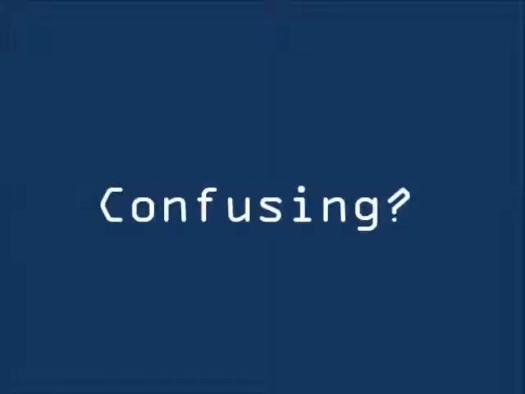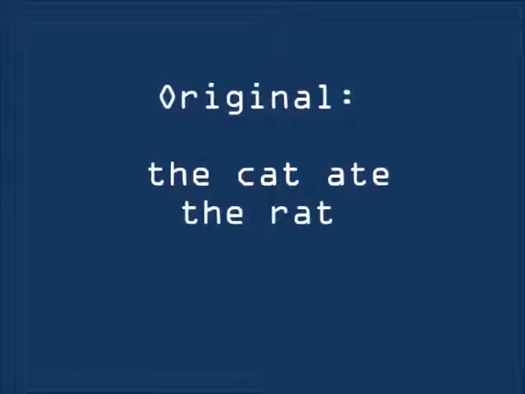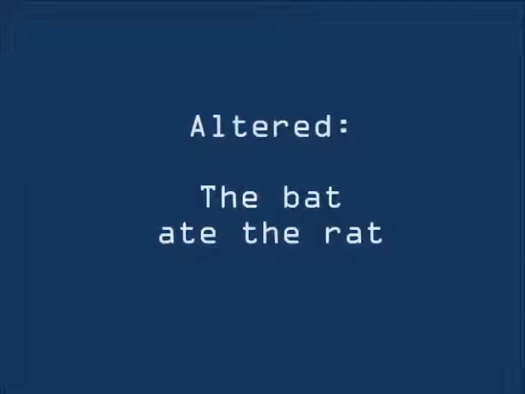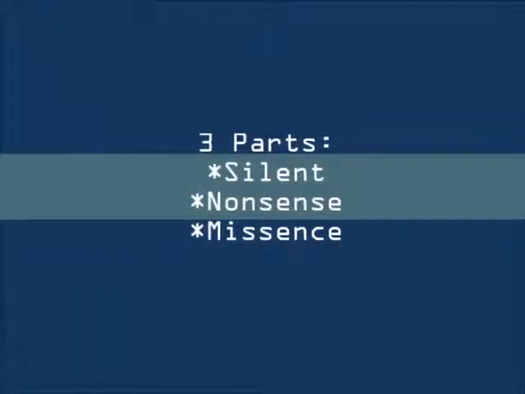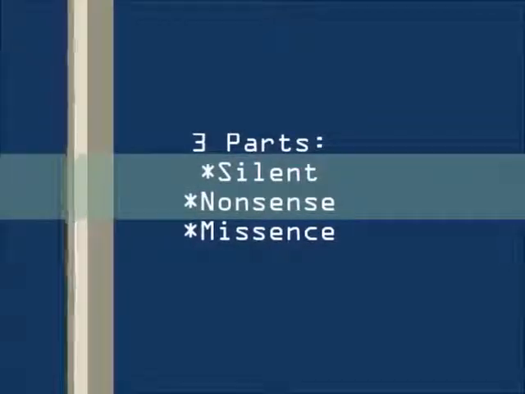Sounds confusing? Think of point mutation with this sentence. The original sentence says, "The cat ate the rat," but if we take out the C in cat and replace it with a B, the sentence would say, "The bat ate the rat." Though the information is slightly altered, the overall message remains the same. The example I just showed you was silent mutation. Silent mutation doesn't significantly alter the phenotype of the organism. Point mutation comes in 3 parts: silent mutation, nonsense mutation, and missense mutation.